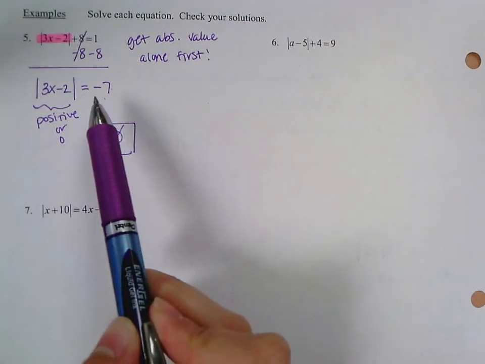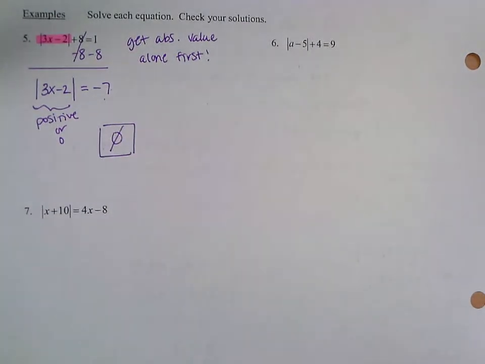If you didn't recognize that and you went through and set up your two cases and got two answers, always check. If you substitute them back in, you would figure out that neither of them would work. And that also tells you that it's no solution. So that's why it's important to check. In case you forget something like this, you can always check and still get that it's no solution.